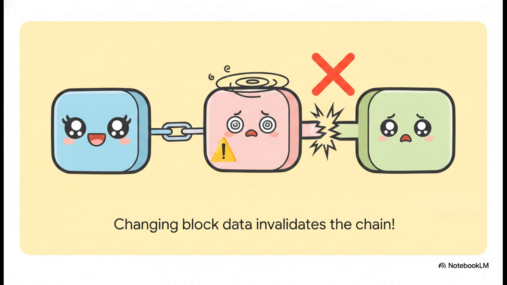But remember, the next block in the chain is holding on to the original hash in its previous hash section. Because they no longer match, the link is instantly broken and the entire rest of the chain becomes invalidated. This is what makes the blockchain immutable, meaning it's totally unchangeable.